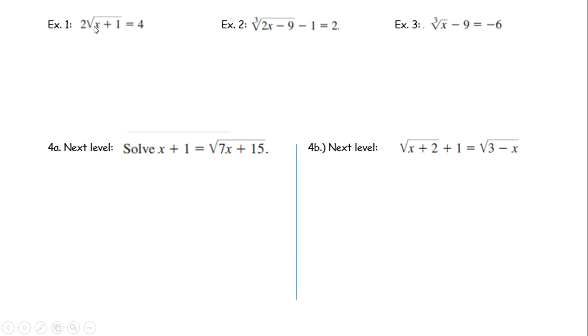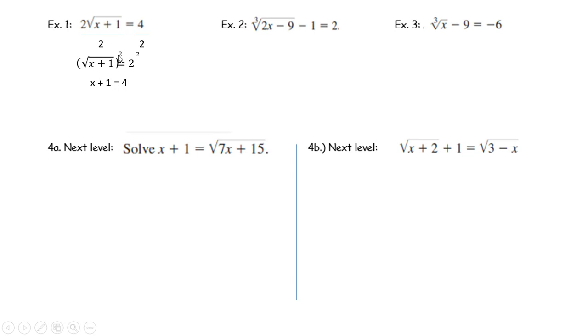So I'm going to do a couple here. We have 2 times the root of x plus 1 equals 4. So the first thing we need to realize is 2 is not in the radicand. So 2 needs to leave. So this is my new problem. Now, obviously, to undo a square root, you are going to square both sides.